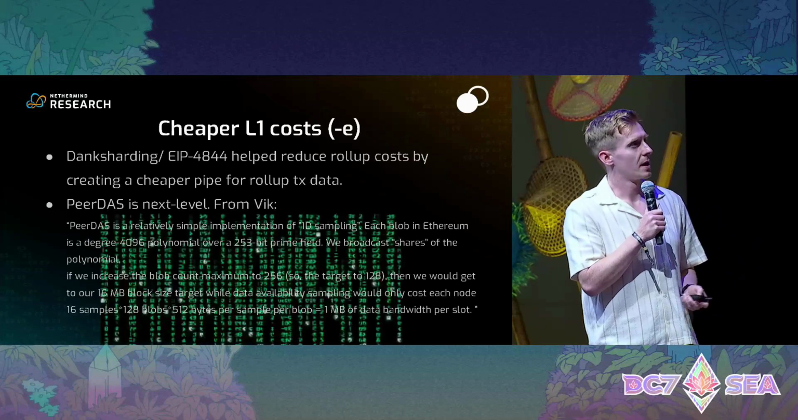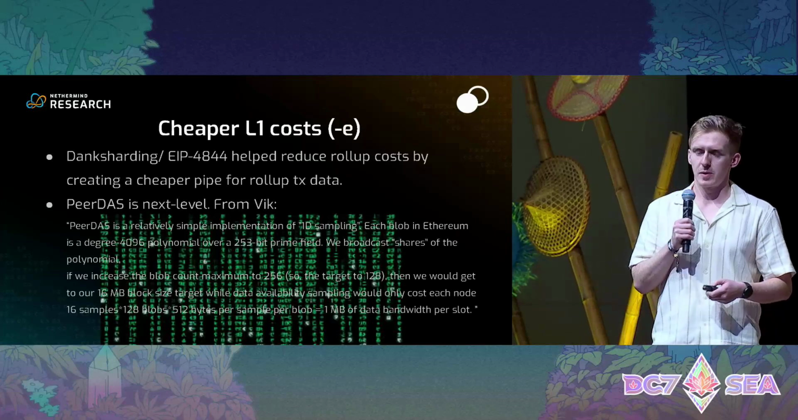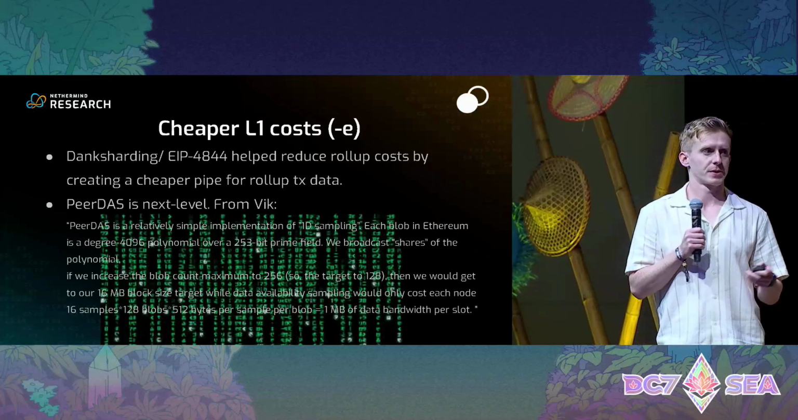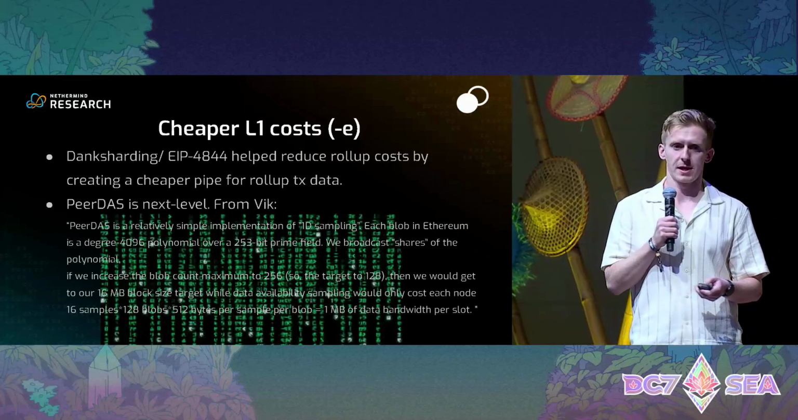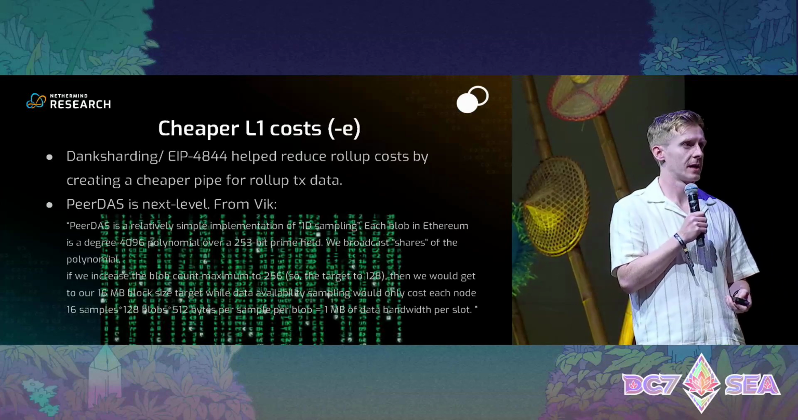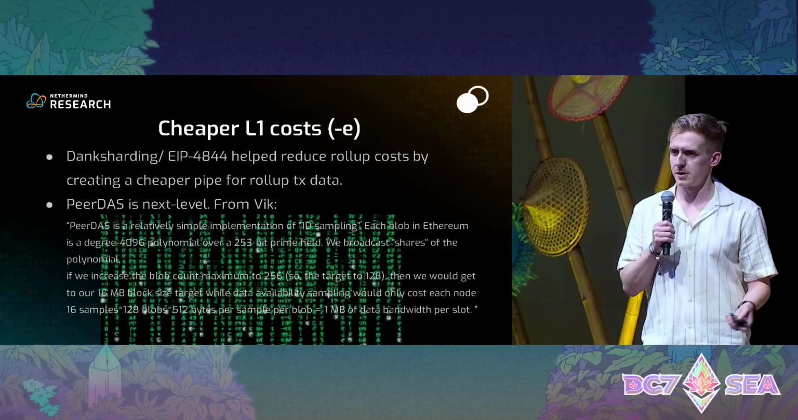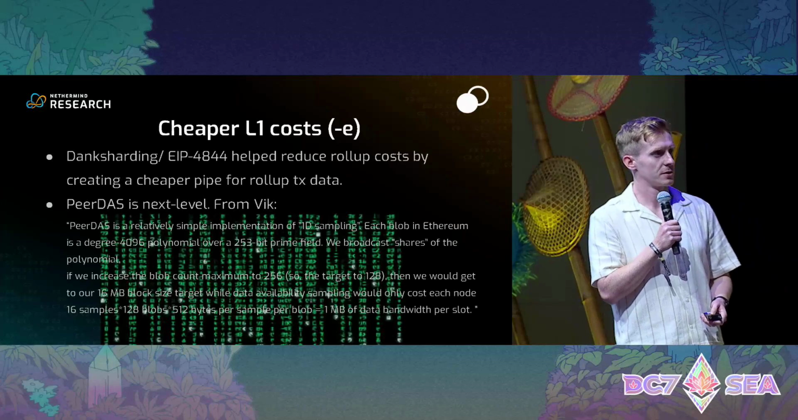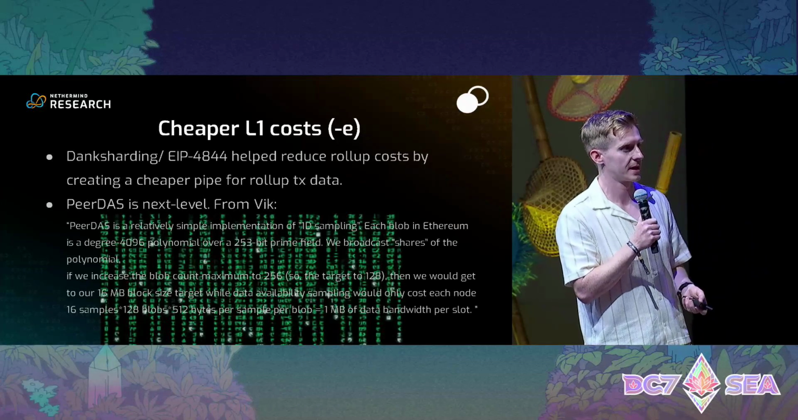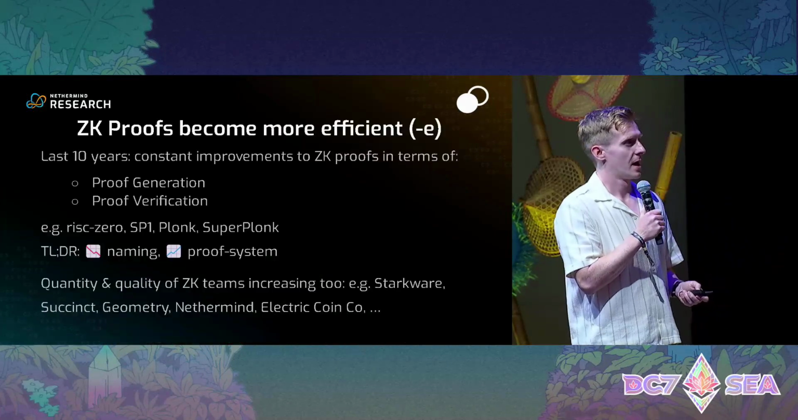I'm running out of time. Okay, so cheaper L1 costs, right? EIP-4844 was relatively straightforward. You just have this sort of temporary data that's being posted to L1, and it makes it cheaper for L2s to post data to L1. And then we're seeing proposals like PeerDAS. I don't really know what it is, but I hear it's going to reduce costs significantly. But it uses some pretty high-tech sampling procedures. You can check out Vitalik's recent blog post for more information.